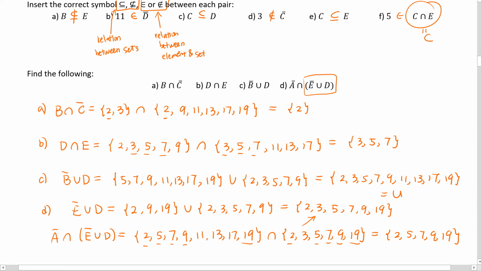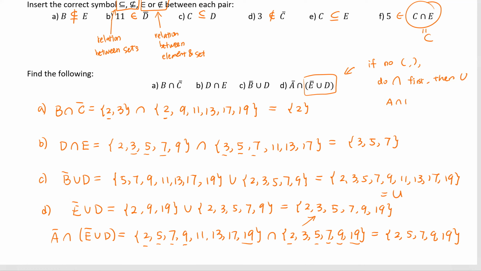Okay, let me just put down what I said. If there are no parentheses, then we do intersection first, then union. For example, if I do A intersect B union C, it means we need to do A intersect B first, and then use this answer to union with C. So far, so good, everybody?